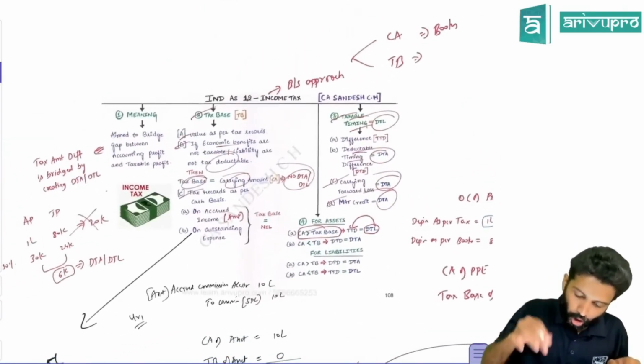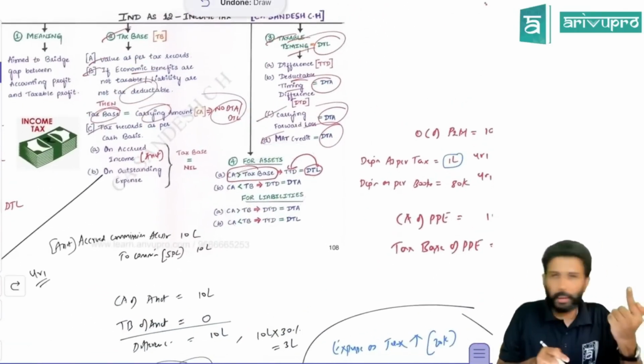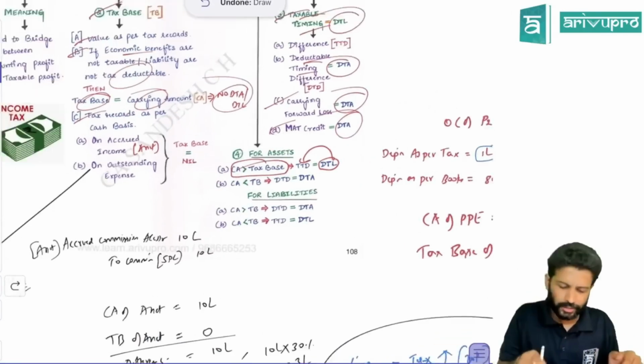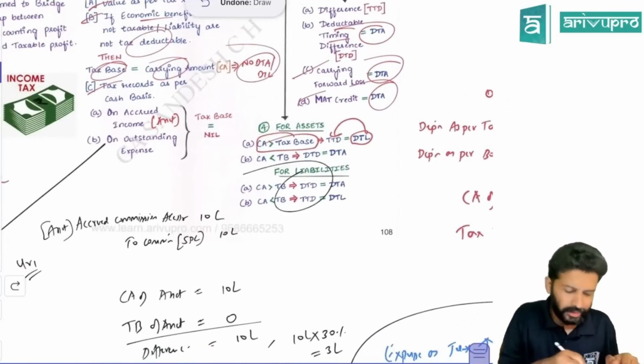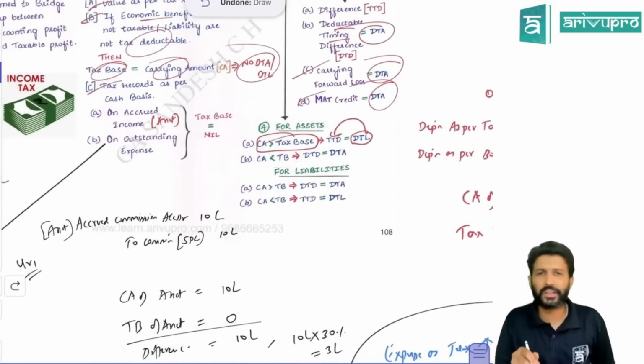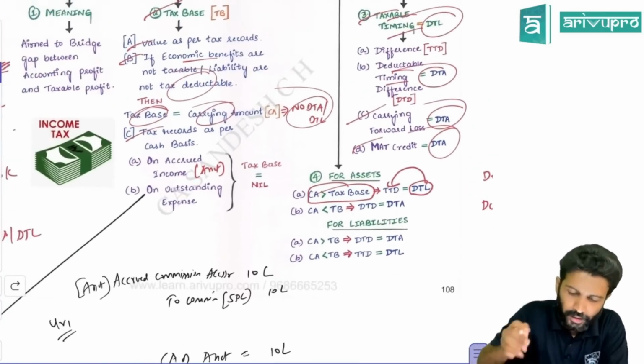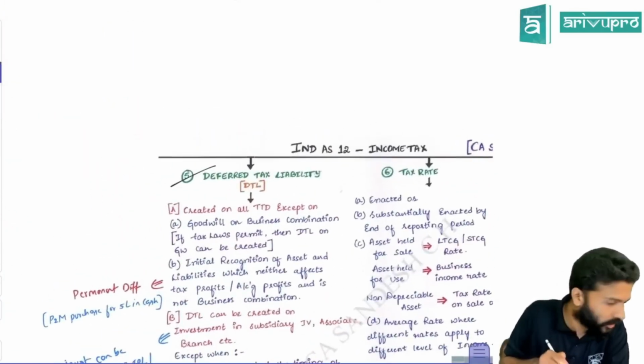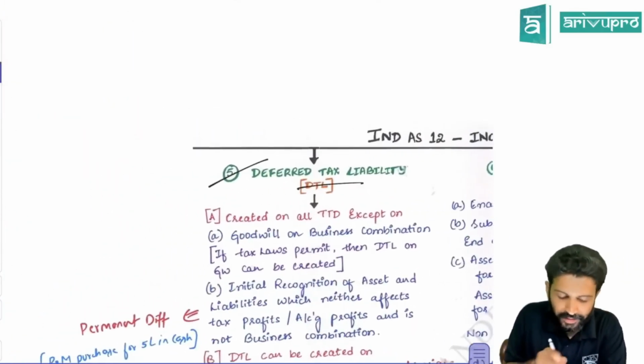Okay, sir. So this is about assets and liability. Once you remember one, that's all. Other things you can automatically construct. There are 2 equations for asset, 2 for liability. If you remember one, you can go on reversing and construct your own equations accordingly. Okay, that's one. Next is deferred tax liability.